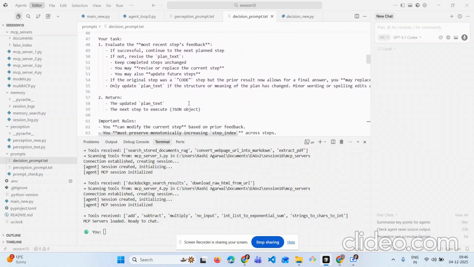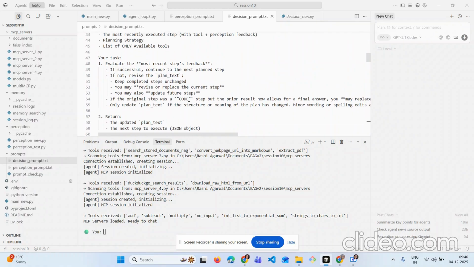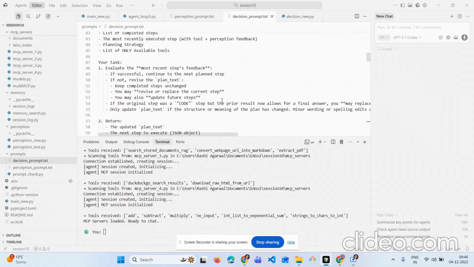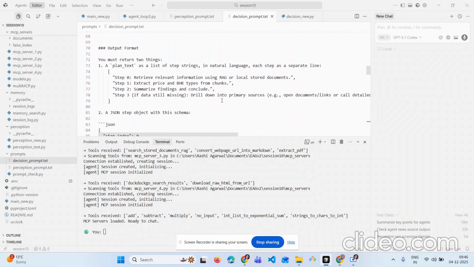Then a mid session phase also is there, where some steps have already been executed, but based on their output it has to decide what are the next steps that it can take.